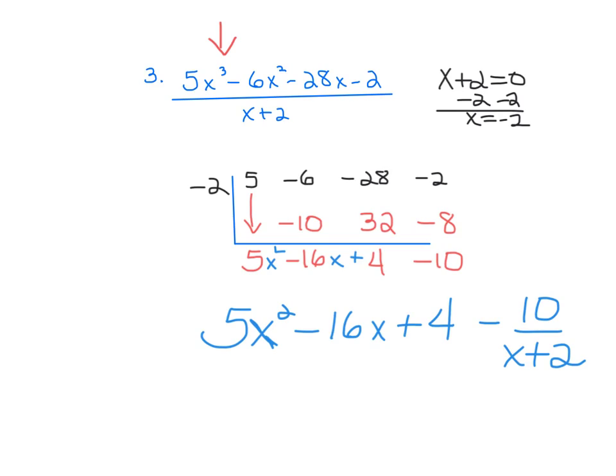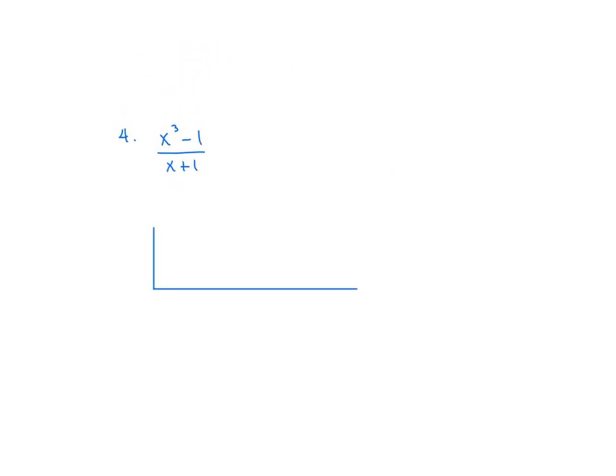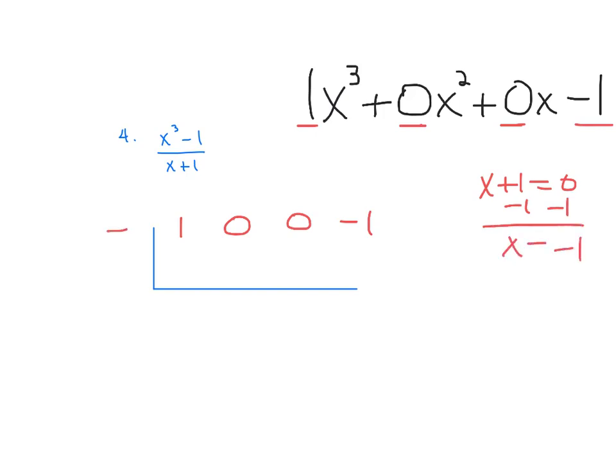Let's try example 4. Again, let's fill in all our gaps. So x to the third, I need the countdown. I have a 0x squared. I don't have an x, and then I have my constant. So again, my coefficients, I'm going to pull a 1, a 0, and a -1. And what I'm dividing by, again, set the denominator equal to 0. I'm dividing by -1.